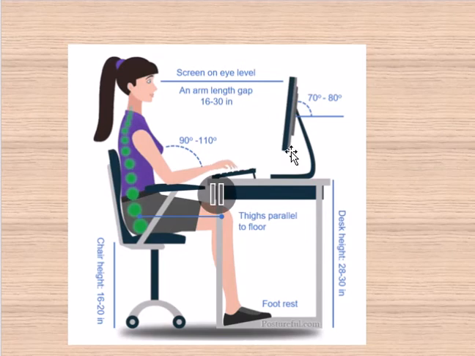Posture is basically: screen at eye level, an arm's length gap of 16 to 30 inches, then 70 to 80 degree angle; desktop computer desk height 28 to 30 inches, thighs parallel to the floor, footrest, and then chair height, and elbow angle 90 to 110 degrees. This is the ideal position for computer users.